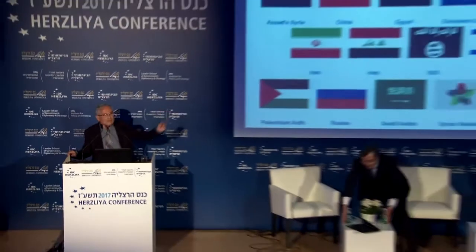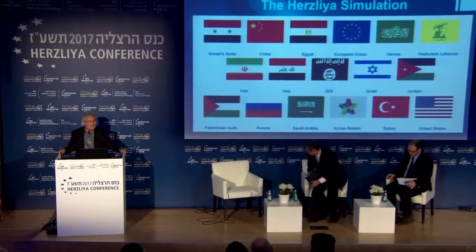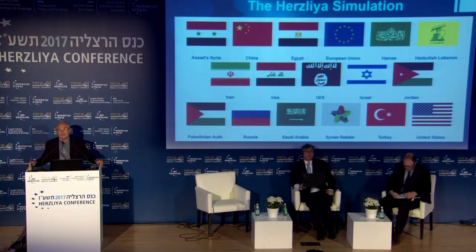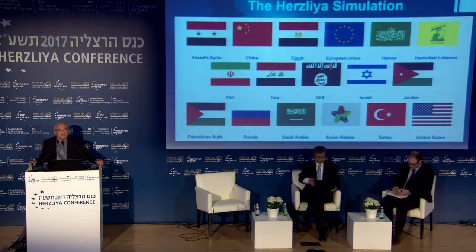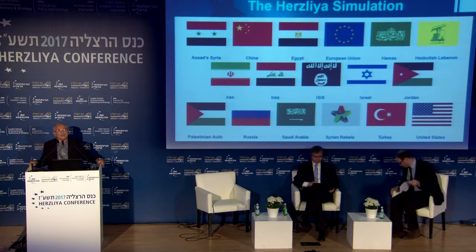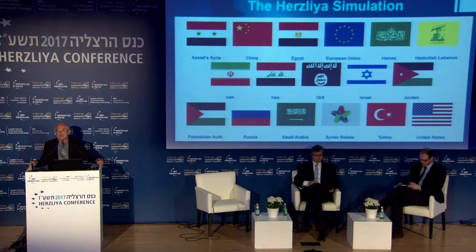In the simulation, we had 17 groups representing state and non-state players in the Middle East. You can see the groups that were represented. Each of those groups was represented by a group of specialists, and each of those groups had to deal with a scenario that we will present briefly, to interact with the other players and to hold internal discussions. And I will show you some of the results that came in.